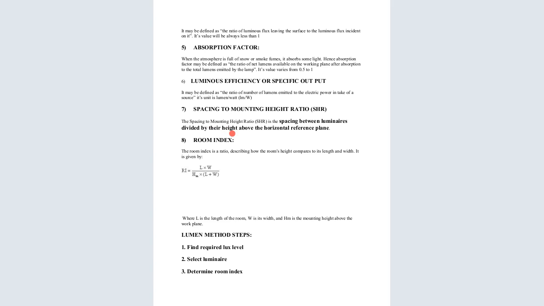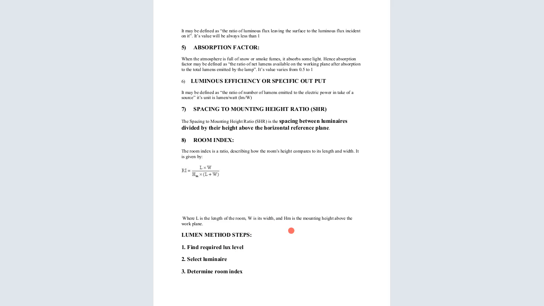Another thing that we'll use is the room index. The room index is the ratio that describes how the room's height corresponds to the length and the width. The room index is calculated by length times width, divided by the height from the working plane times the bracket length plus width. So this is also another important formula that we'll use in the calculation, where L is the length of the room, W is the width, H is the mounting height above the working plane.